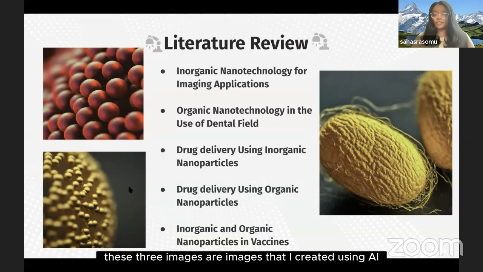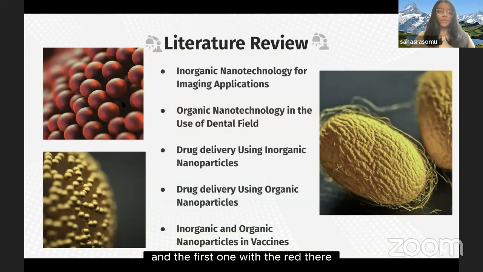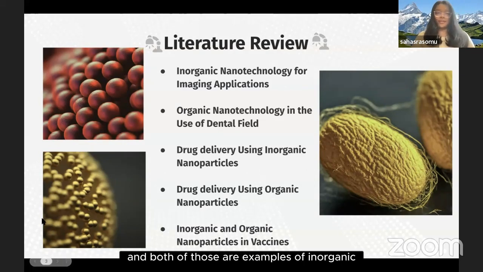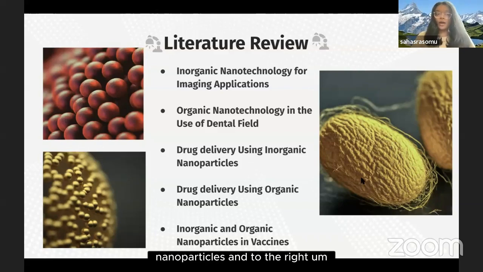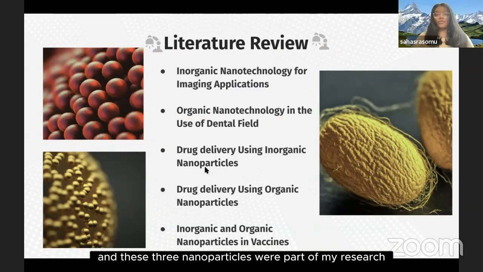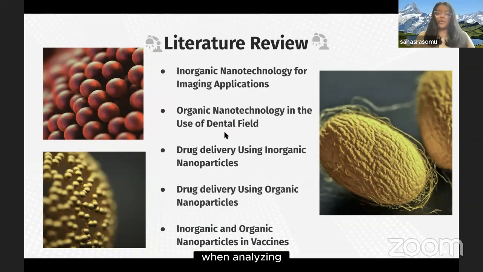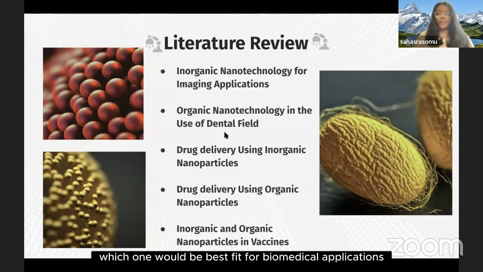These three images are images that I created using AI. The first one with the red, they're iron nanoparticles. The second one with gold, they're gold nanoparticles. Both of those are examples of inorganic nanoparticles. And to the right, it's silk fibroin, which is an example of an organic nanoparticle. And these three nanoparticles were part of my research when analyzing which one would be the best fit for biomedical applications.